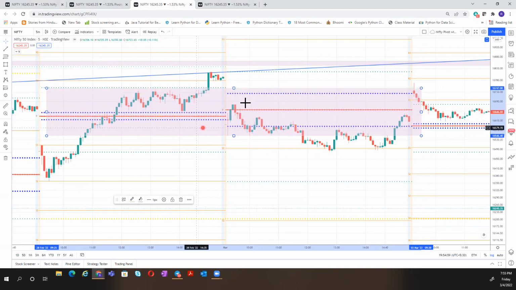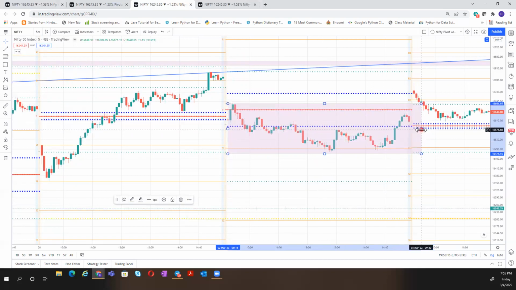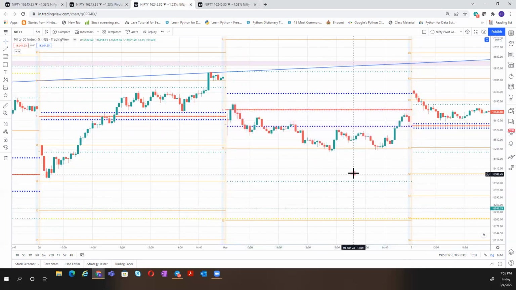This is next day. Now, if the next day central pivot range is engulfing the previous day central pivot range, it is always range bound. There's a high probability of range bound. What do you see here? What do you see yesterday? Now this does not happen every time, so I was curious.